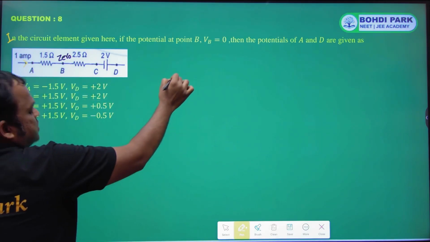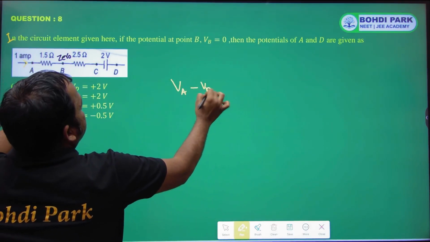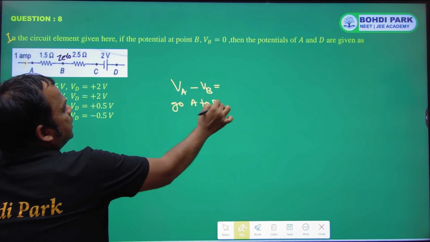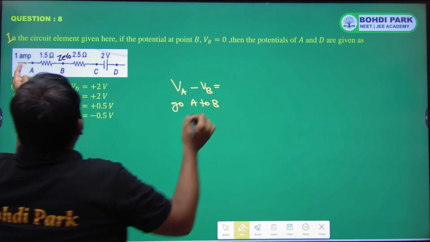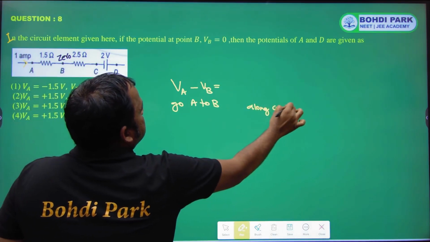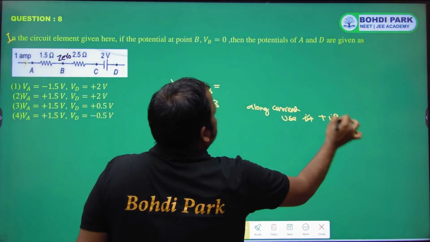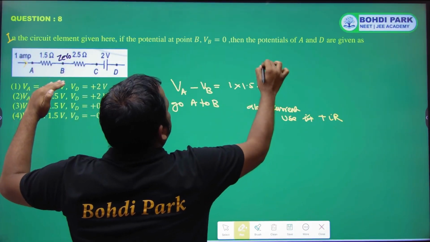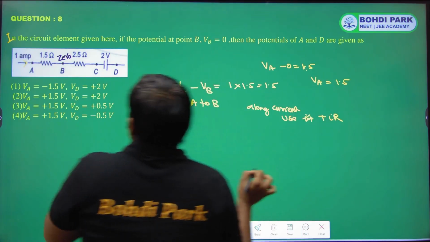So we will use Kirchhoff's voltage rule. So we can write VA minus VB is equal to, now you go from A to B. So this is voltage drop or potential drop. So we'll get plus IR because along the current we are going. Along current use plus IR. So this is 1 into 1.5. So we have VA minus 0 is 1.5. So VA is equal to 1.5.